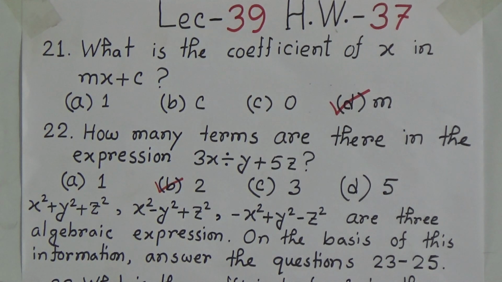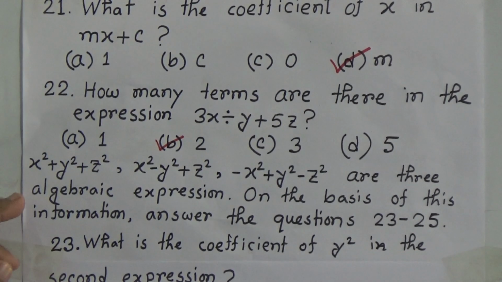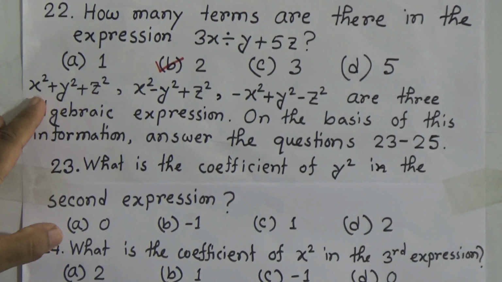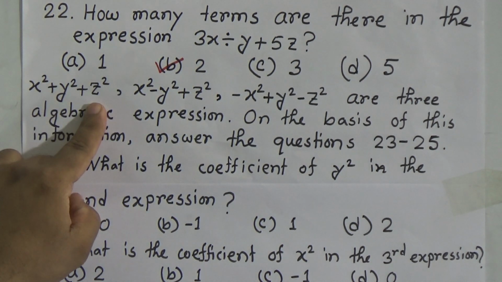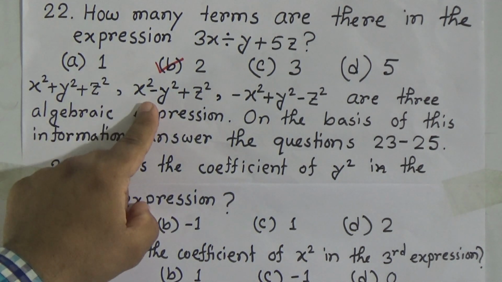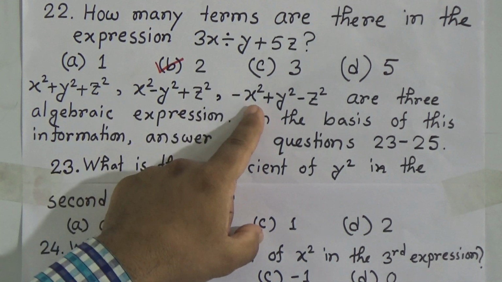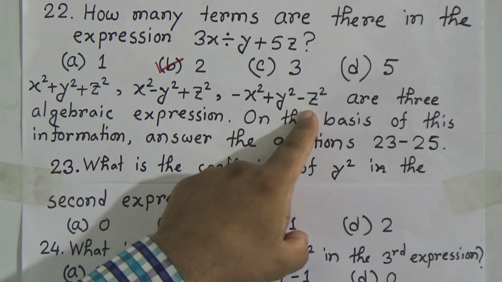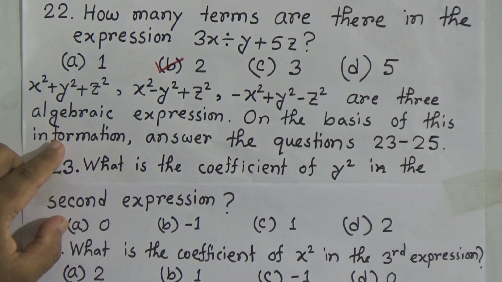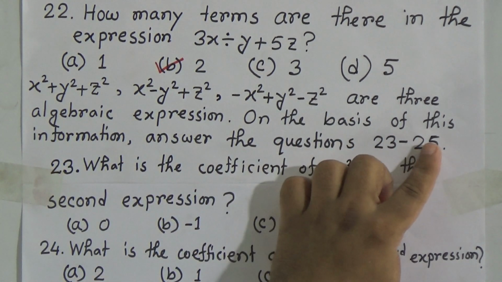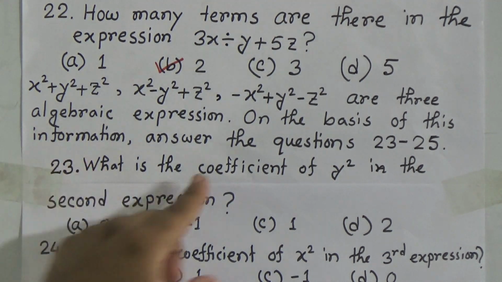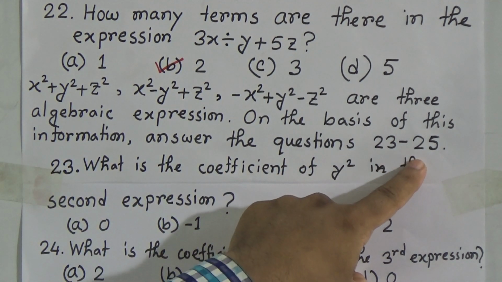Okay. Now next is the stem for question numbers 23 to 25. The stem is x square plus y square plus z square, one expression. The next expression is x square minus y square plus z square. The third expression is minus x square plus y square minus z square. These are three algebraic expressions. On the basis of this information, answer questions 23 to 25.